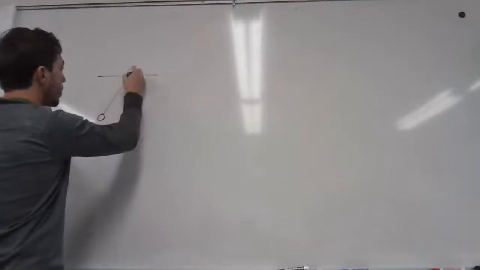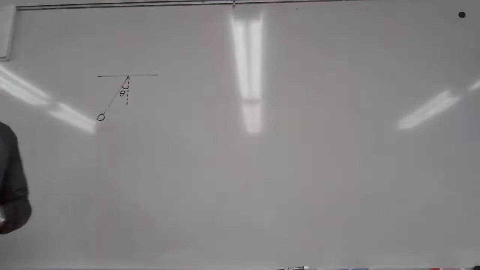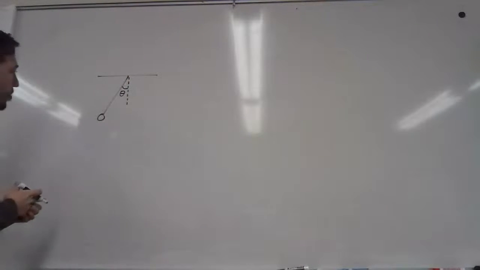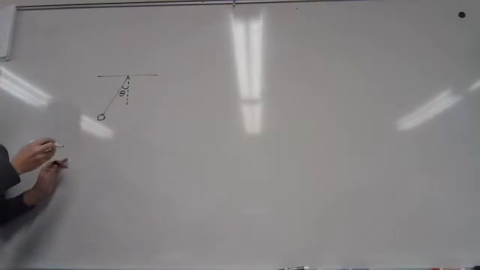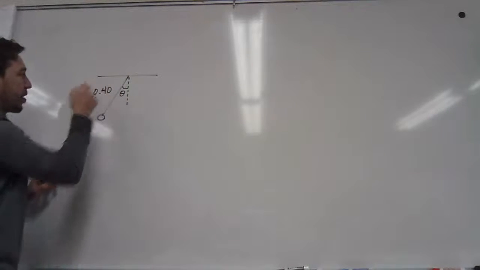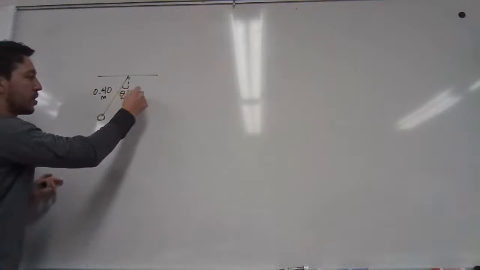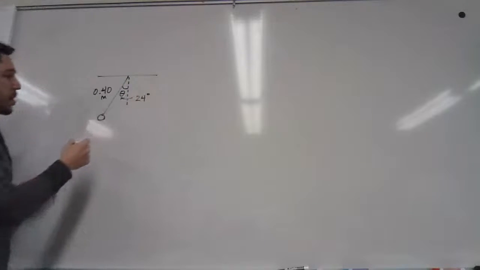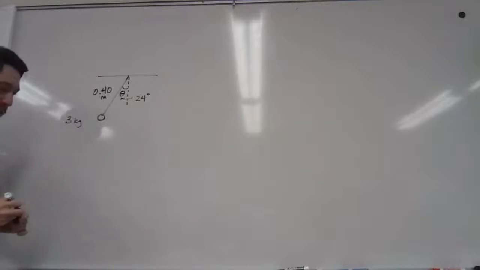So this question says, here's the pendulum. There's the theta. What kind of numbers do they give us for this question? The string is 40 centimeters long, so 0.40 meters. How big is the angle? 24 degrees. And it weighs 3 kilograms. Great. So let's draw the force diagram.